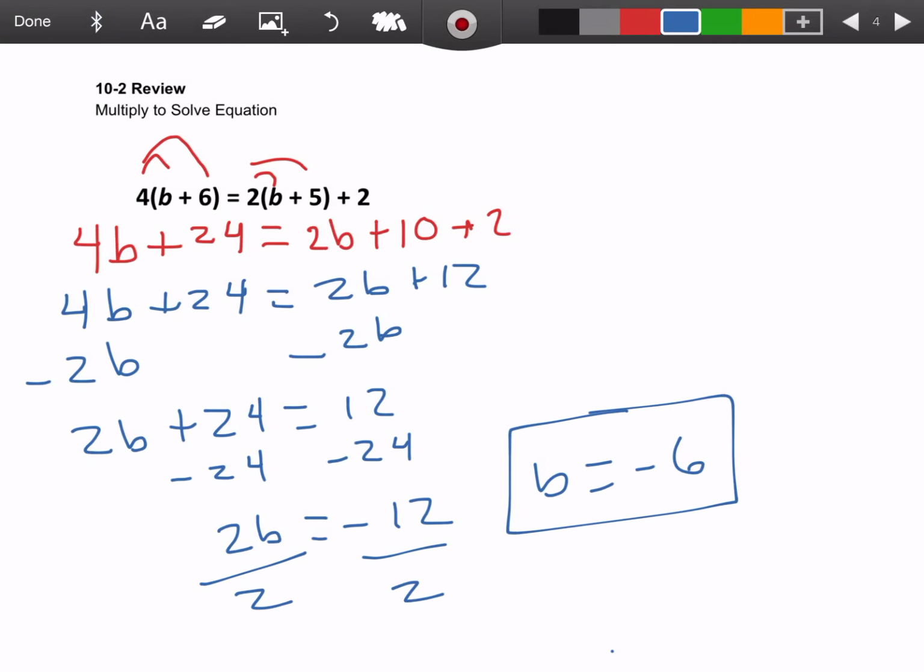So this would be an example of having an equation. We'd have to bomb the fort on both sides. And we're multiplying polynomials there, obviously. But we have that equal sign, so they want us to find out what b is. At the end, we find out that b equals negative 6.